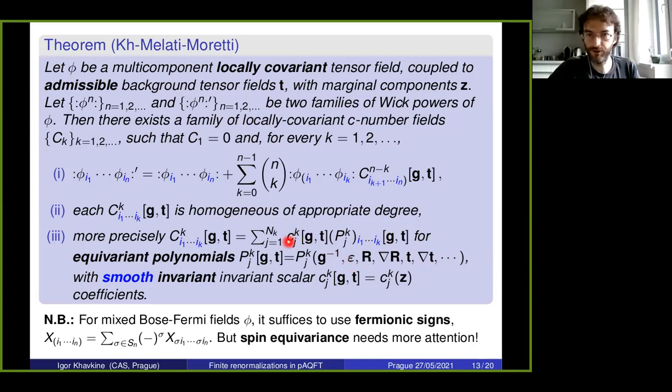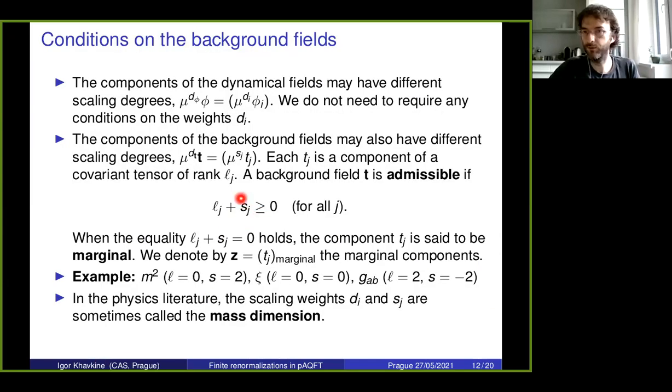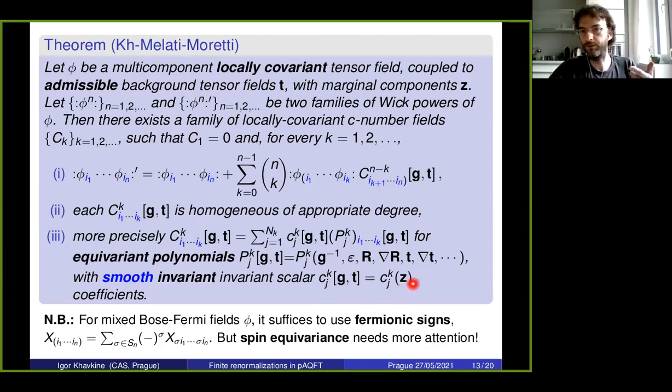And then there are some other scalar coefficients, and the scalar coefficients themselves now depend only on a subset of the background fields, those that had zero scaling dimension. So we saw this requirement of admissibility. If you have an equal sign here, we're talking about a background field that is, in our terminology, marginal. For example, the curvature coupling was marginal. The background fields appear polynomially in everything except these scalar coefficients, where the dependence on them has to be smooth. So before, Hollands and Wald had a result about analytic dependence on the curvature coupling, but in our result, we end up with a smooth dependence on marginal background fields, which include the curvature coupling.